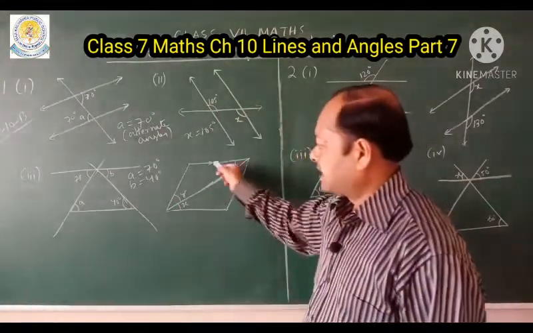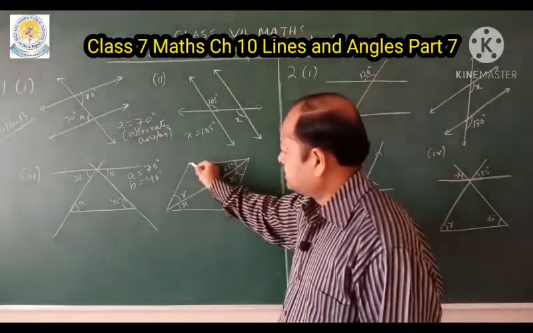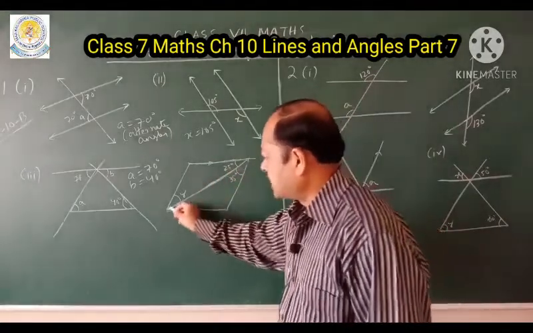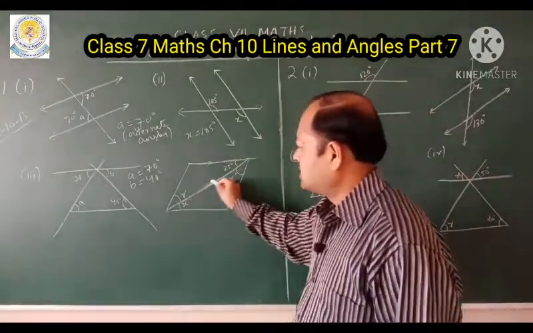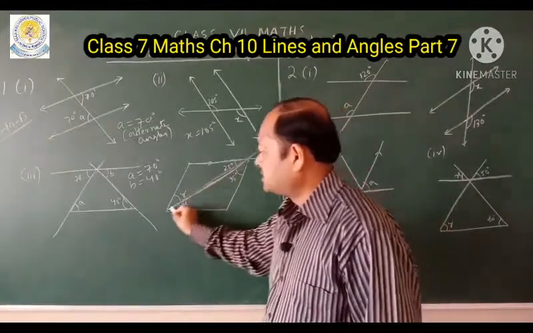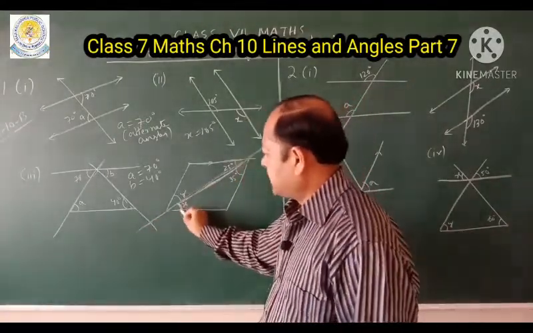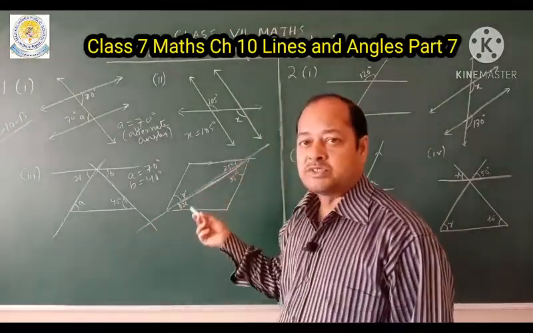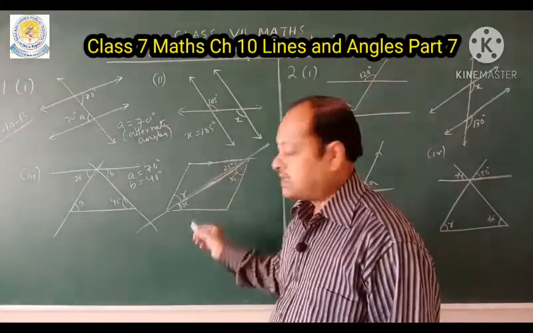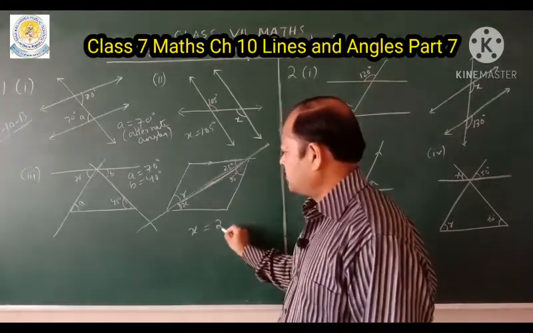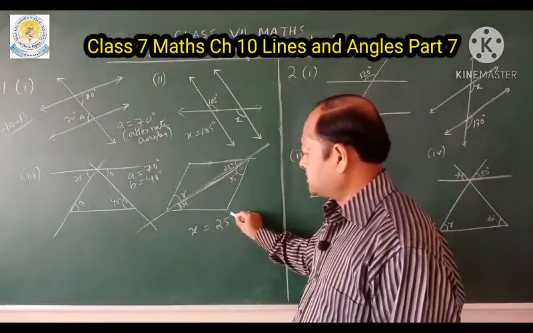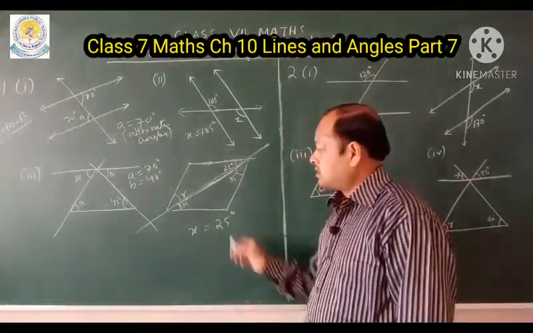Now look at this diagram. Here this is a line segment and this is also a line. So here this is considered the transversal line, the middle one. Here X and 25 are opposite to each other across the transversal line. So X we got here is 25 degrees. The reason is alternate angles.